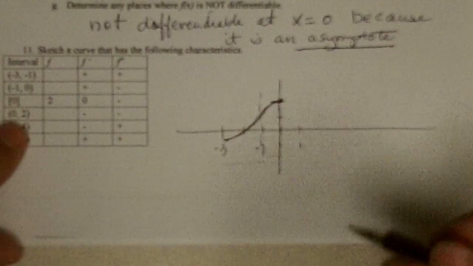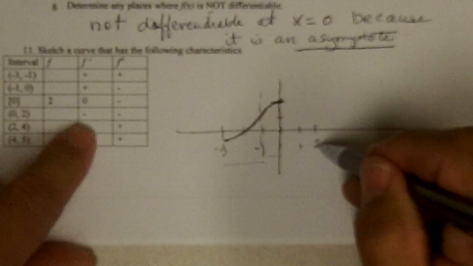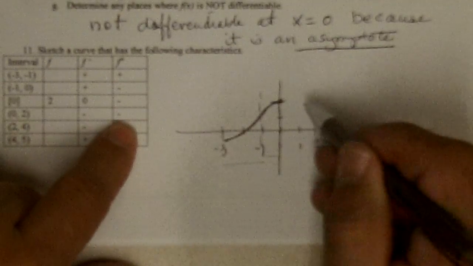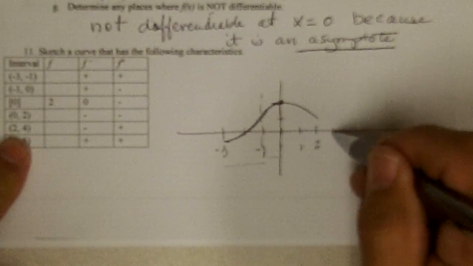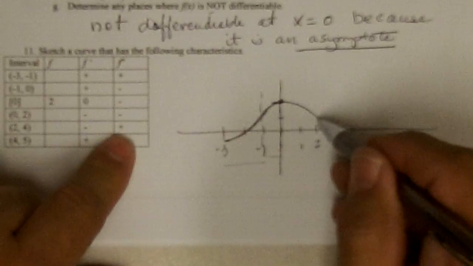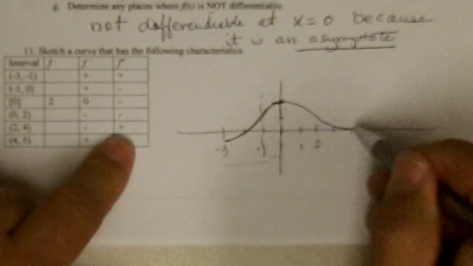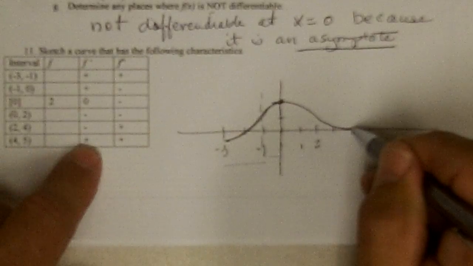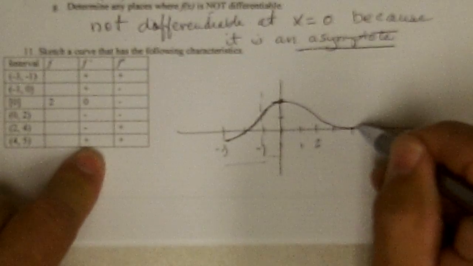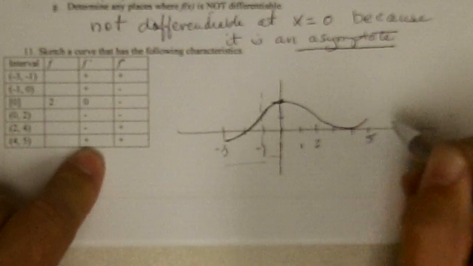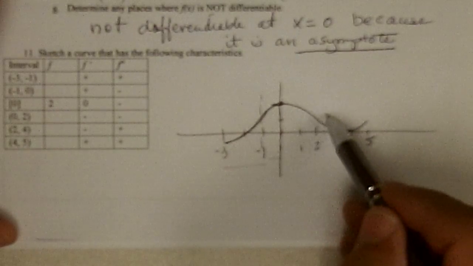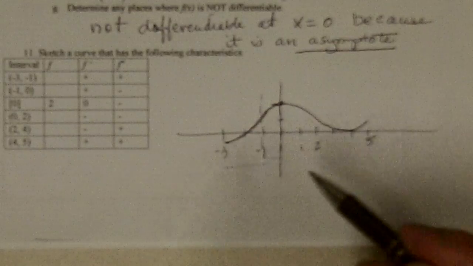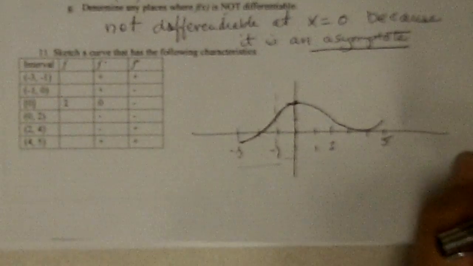And then on the interval from 0 to 2, it's decreasing and curved down. And then from 2 to 4, it's decreasing and curved up. And then 4 to 5, it's increasing and curved up. And that's all the further you go. Now, you could have made it come down further here, or less down on either side, but something like that. And that's the sample final.